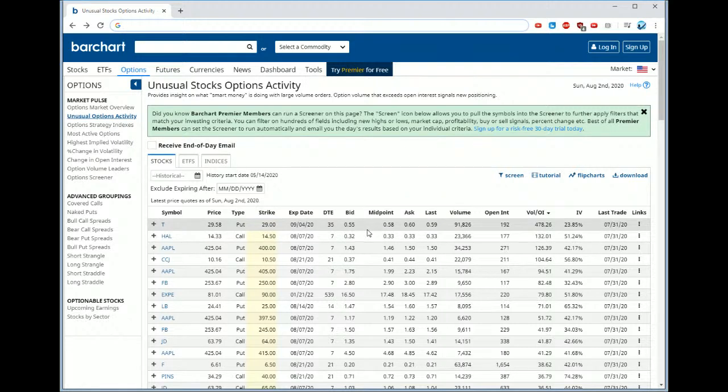Now, the one thing I want to mention is that everything that option activity says has to be taken with a grain of salt, right? We don't know what's really going on behind the scenes. I mean, there could be hedging going on. There could be a big position. They might be covering calls, right?